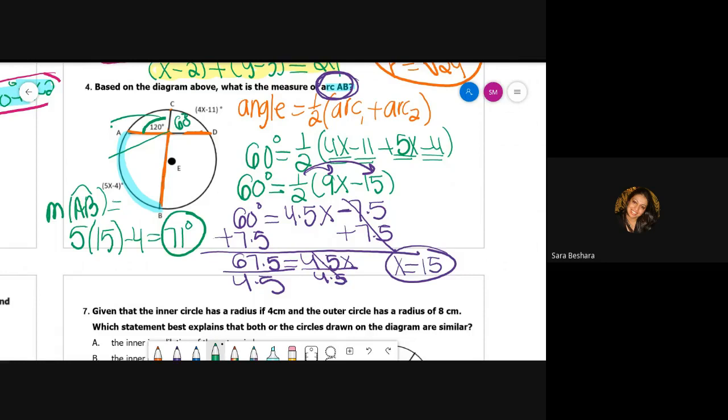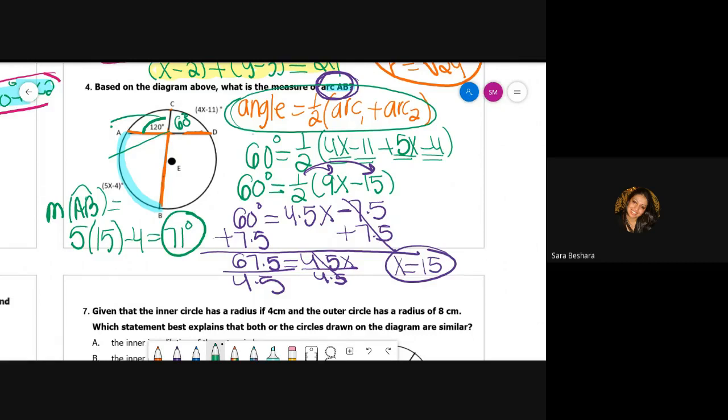So again, this is not a one-step problem. This is a three-step problem. Number one is you're going to find the angle that you're using first by subtracting the given angle from 180. Step two is use this formula right there. The arc angle is equal to 1/2 of both of the arcs. Once you find x, you plug it in, and that's step 3 to find the missing arc.